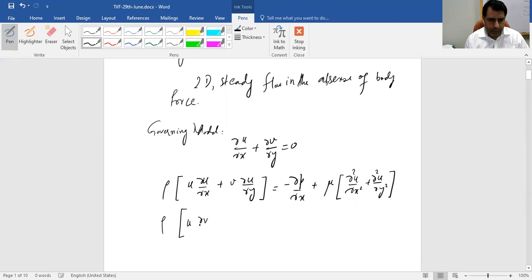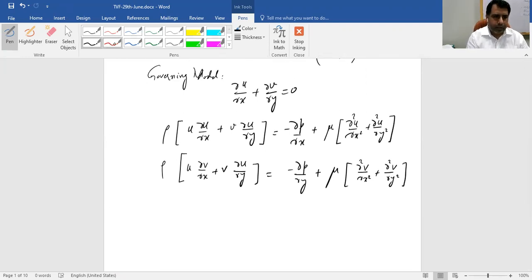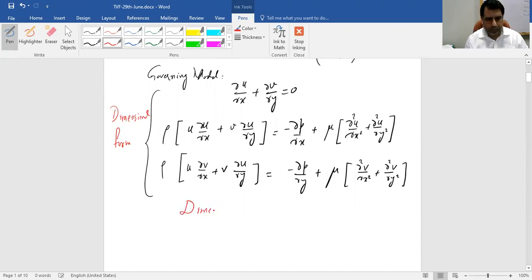So this will be u partial v by partial x plus v partial v by partial y equals minus partial p by partial y plus the Laplacian of the v component. So we have taken a special case, which is a steady, two-dimensional problem in the absence of body forces, so our velocity field is (u, v) and w is 0. So this is the dimensional form. We want to convert it into dimensionless form.